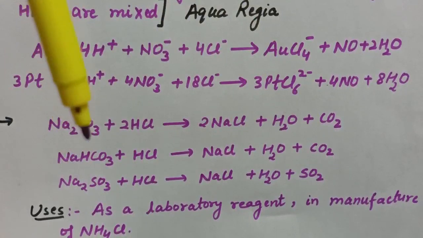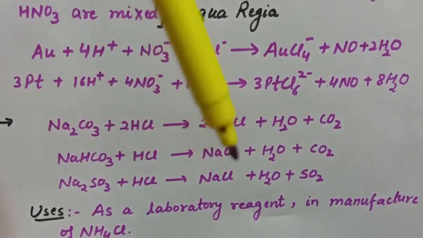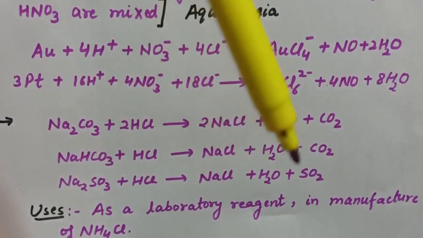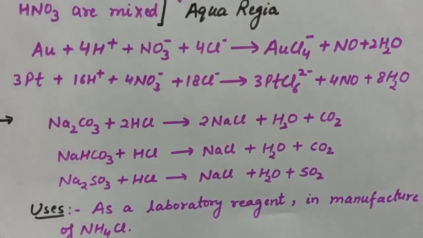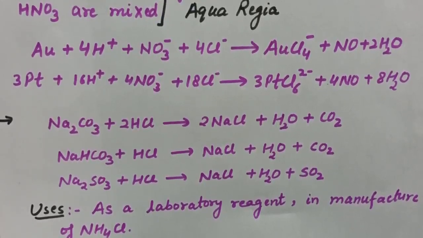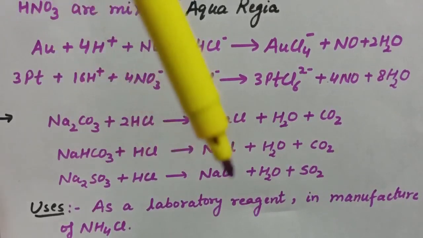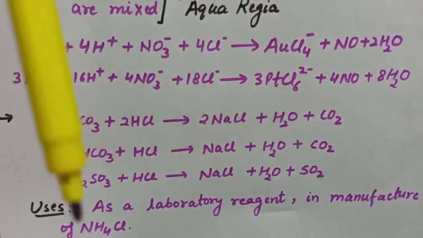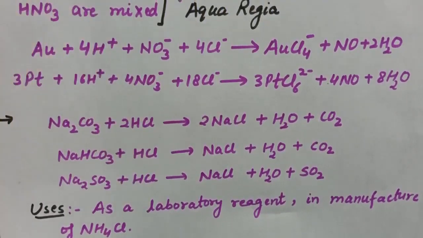In case of sulfides, when we treat sulfides with HCl, again NaCl is formed, and H2O and sulfur dioxide are released. So these are the chemical properties of hydrogen chloride. Next is uses of hydrogen chloride. Hydrogen chloride is used as a laboratory reagent and in the manufacture of ammonium chloride. So this is all about hydrogen chloride.